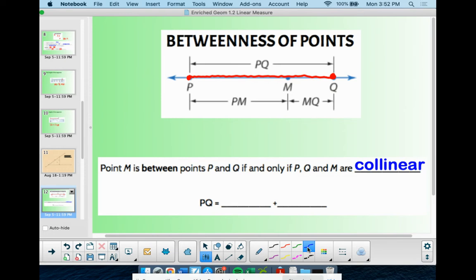So I would know that PM plus MQ would give me the length of the entire thing. Again, the purpose of this is, since I know that M is between these 2 points, I can break apart the bigger segment into 2 smaller pieces, and that will help us when we're trying to solve for variables and lengths and things like that.